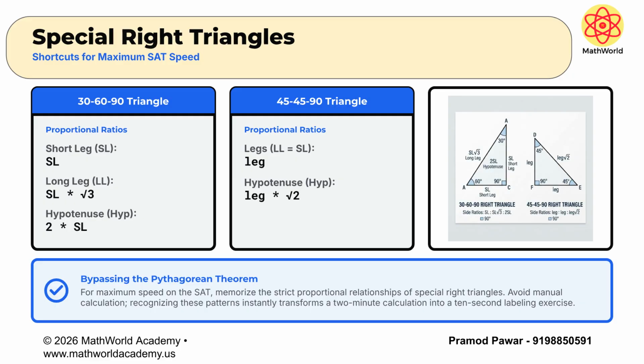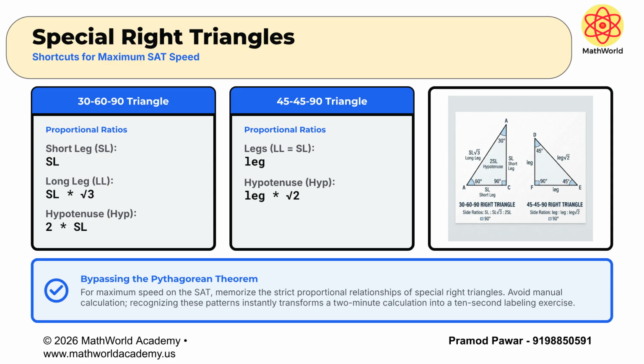To go from the short leg to the long leg, you multiply by the square root of 3. So commit this to memory. Always anchor yourself to that short leg. Short leg to long leg is times root 3, and short leg to hypotenuse is times 2.